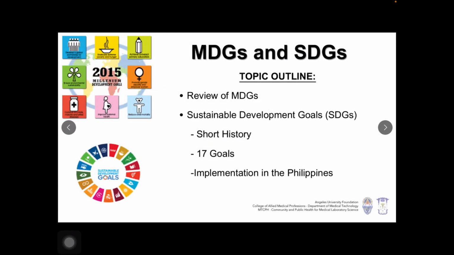The current slide shows the specific topics outlined for this module. First one will be a short review of the MDGs, and then under the SDGs, the short history will be discussed, as well as the 17 SDGs and their implementation in our country, or if these goals have already been implemented or are currently implemented in our country.